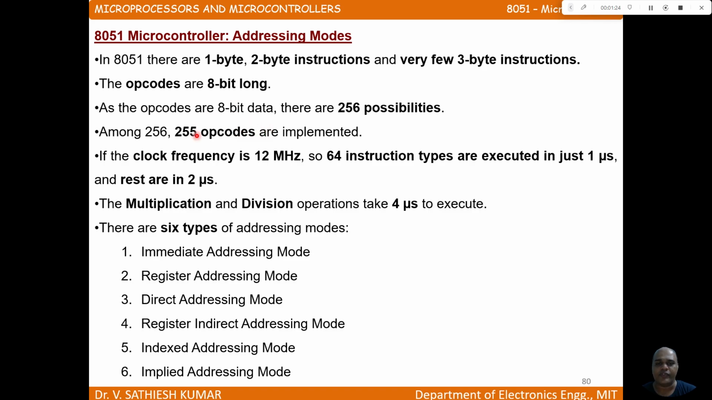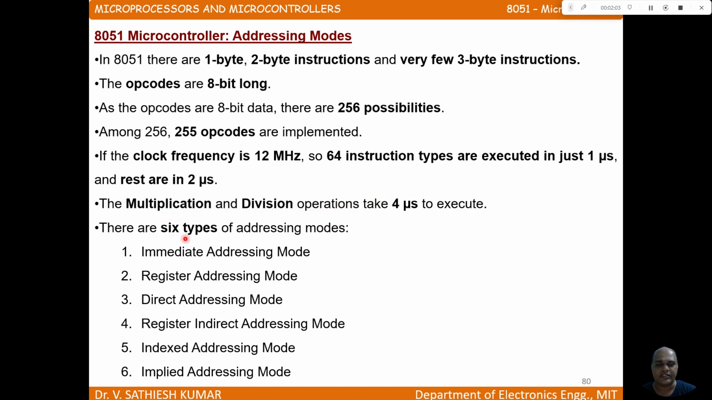Out of these 255 opcodes, 64 opcodes are 1-byte instructions. If I assume a clock frequency of 12 megahertz, it is internally divided by 12, so it becomes 1 megahertz. In terms of time, it is nothing but 1 microsecond. So these 1-byte instructions take just 1 microsecond to execute. The rest of the instructions take 2 microseconds, and the multiplication and division instructions take about 4 microseconds to execute.